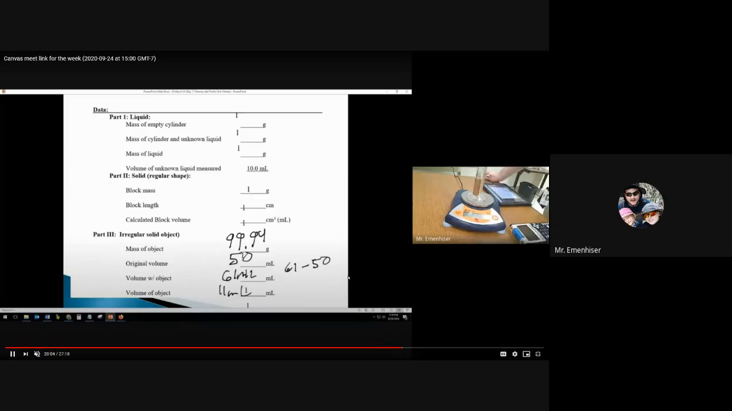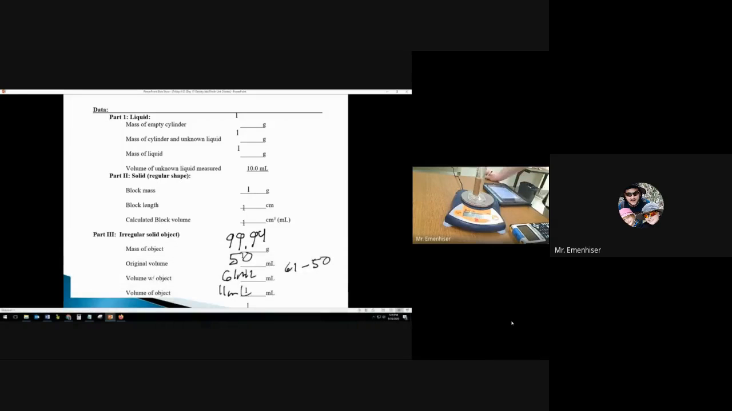Here we go. And so we have 61 milliliters of the volume with the object, and we had 50. So we subtract those. 61 minus 50, we get 11. So that is the volume of this object.